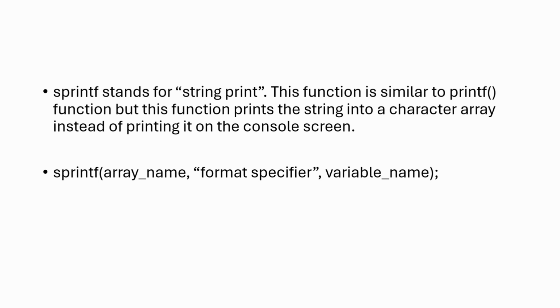This function is similar to printf, but this prints the string into the character array instead of printing it on the console screen. So it's not going to output to the console, but it's going to output to another data structure. Okay, so the format, the way you go about using it is the name sprintf, and the arguments that it takes are the array name, format specifier, and then the variable name. Okay, this is probably destination, this is source, this is the type of format.